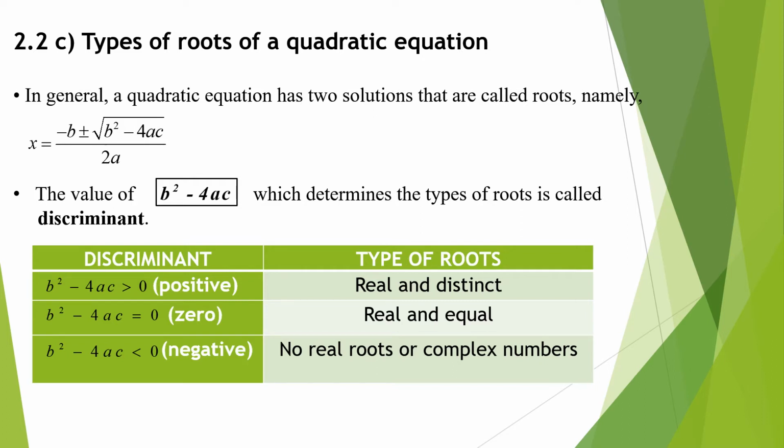If b squared minus 4ac is more than 0, which is positive, the type of roots is real and distinct. However, if the discriminant b squared minus 4ac is equals to 0, then the type of roots is real and equal. And lastly, if the discriminant is less than 0 or negative, the type of roots will be no real roots or in complex number.